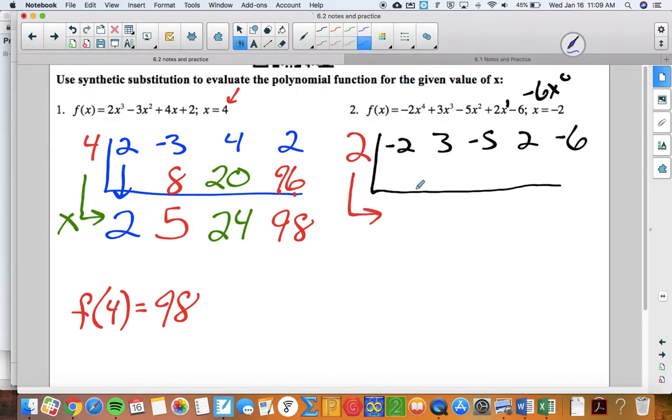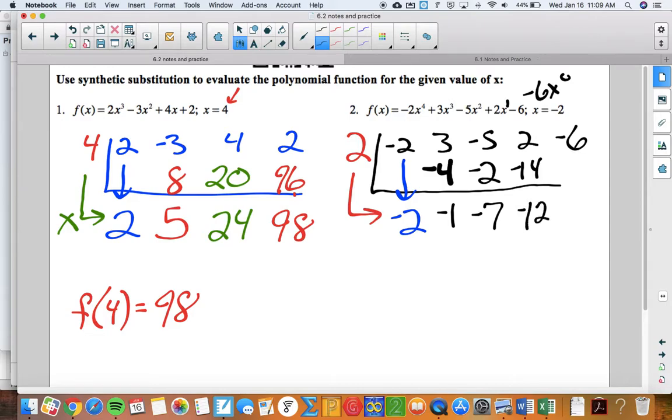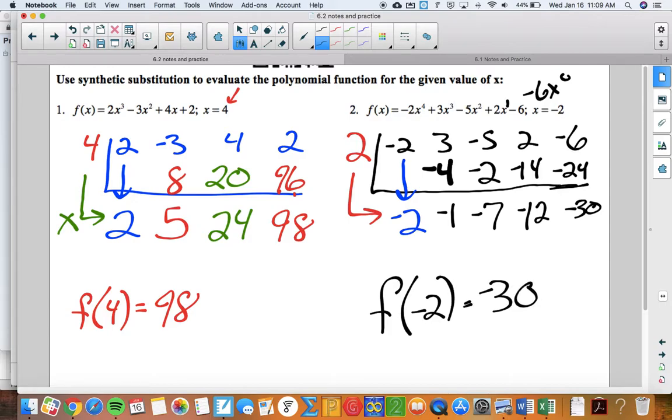How do we get our first value? Well, we just bring it down. So we get negative 2. Now I take negative 2 times 2, which is negative 4. And then 3 plus negative 4 is negative 1. Now take 2 times negative 1 is negative 2. Add them together, you get negative 7. Take negative 7 times 2, you get negative 14. Add those together, you get negative 12. 2 times negative 12 is negative 24. Add them together, you get negative 30. I am done. So that means that when you plug in negative 2 for x, you get negative 30 out.